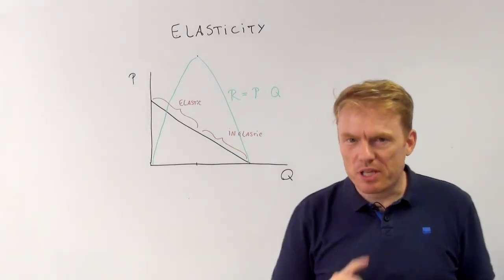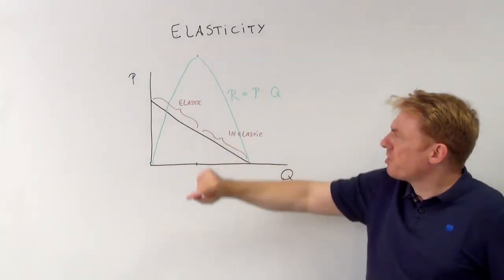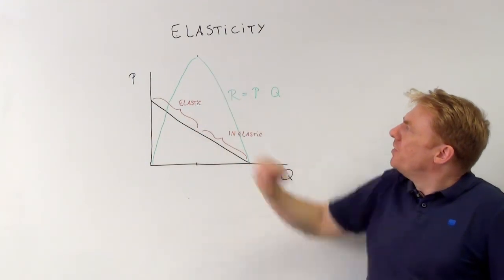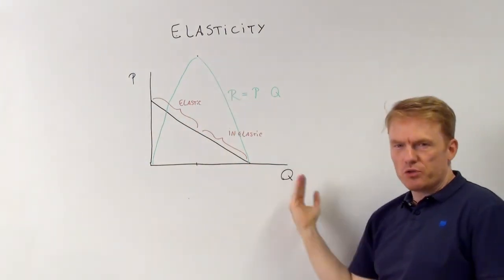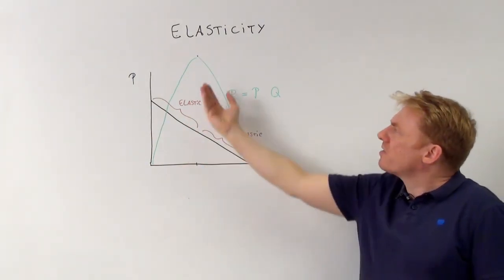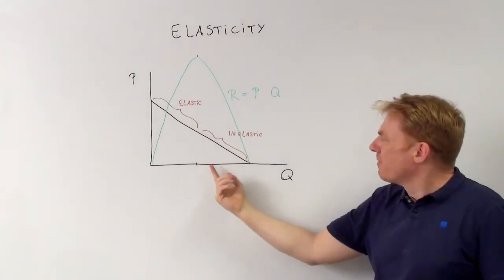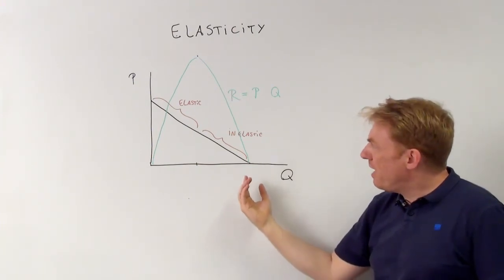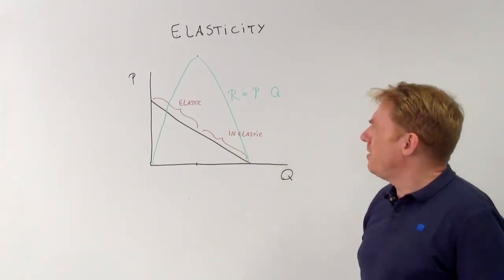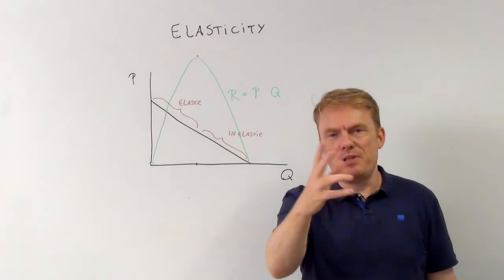So that's important. Keep this in mind. If the demand function is elastic and quantity goes up, we have a rise in the revenue function. If the demand function is inelastic and the quantity goes up, we have a reduction in revenue, in the revenue function.